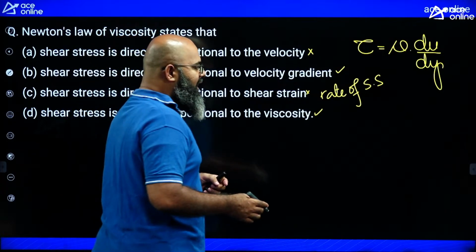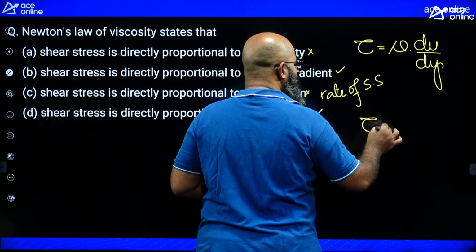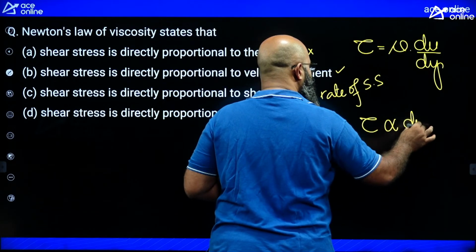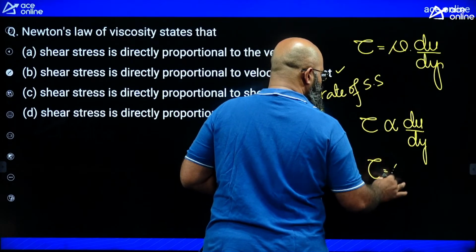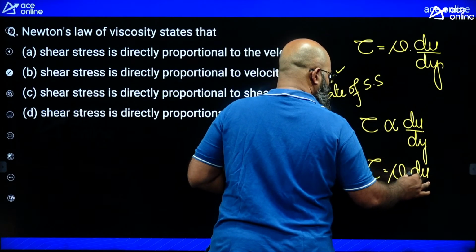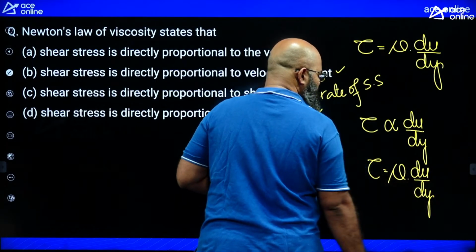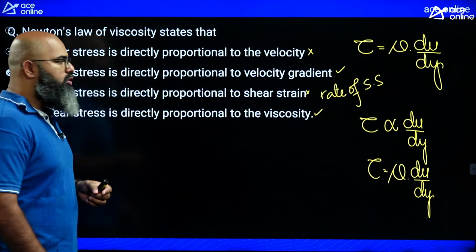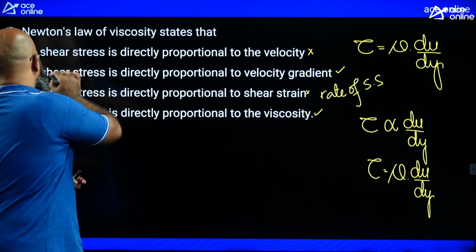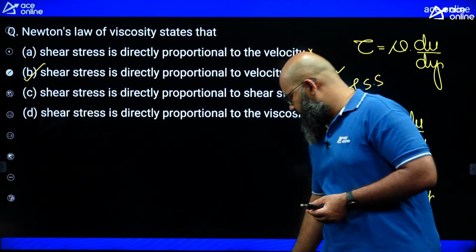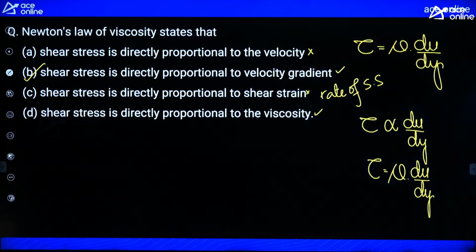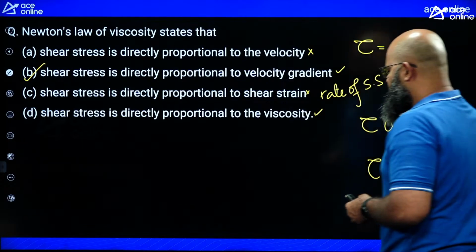But if you recall, in reality, Newton's law of viscosity starts from tau proportional to du by dy. And you remove the proportionality sign and say tau is equal to mu into du by dy. So, the primary condition for Newton's law of viscosity is tau proportional to du by dy. Therefore, the correct answer over here is option B.